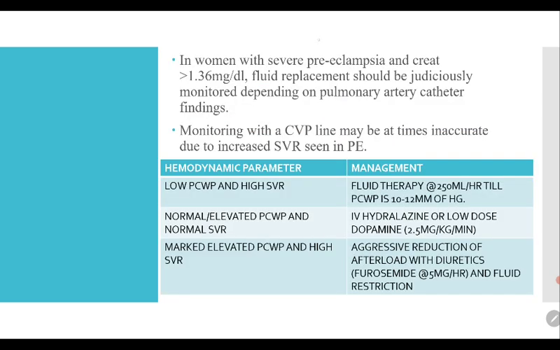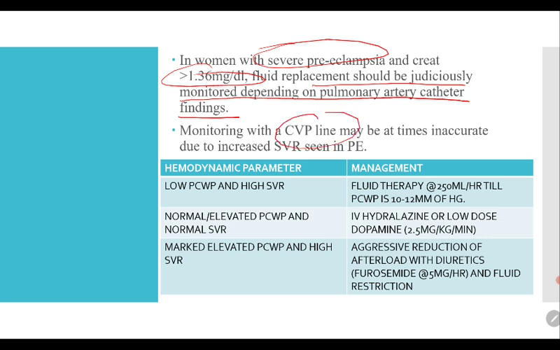In women with severe preeclampsia, if creatinine is more than 1.36 mg per deciliter, fluid replacement should be judiciously monitored depending on the pulmonary arterial catheter findings. The central venous pressure line may be inaccurate in preeclampsia patients due to increased systemic vascular resistance. Hemodynamic parameters: if there is low pulmonary capillary wedge pressure and high systemic vascular resistance, then go for fluid therapy 250 ml per hour till pulmonary capillary wedge pressure is 10 to 12 mm Hg.